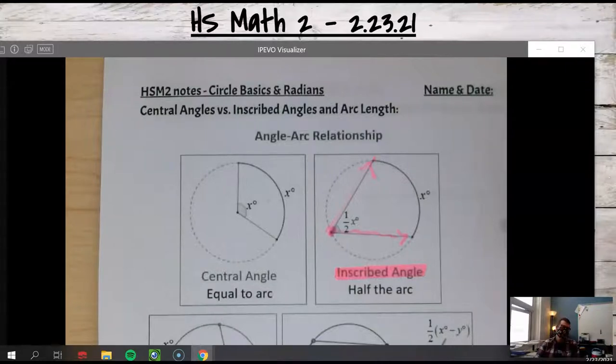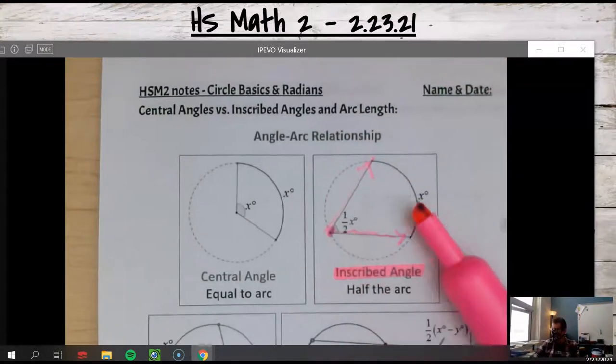You are correct. Math always reviews before we move forward. I know. Sorry. We got to review before we move forward. So this is half of the arc that it inscribes.